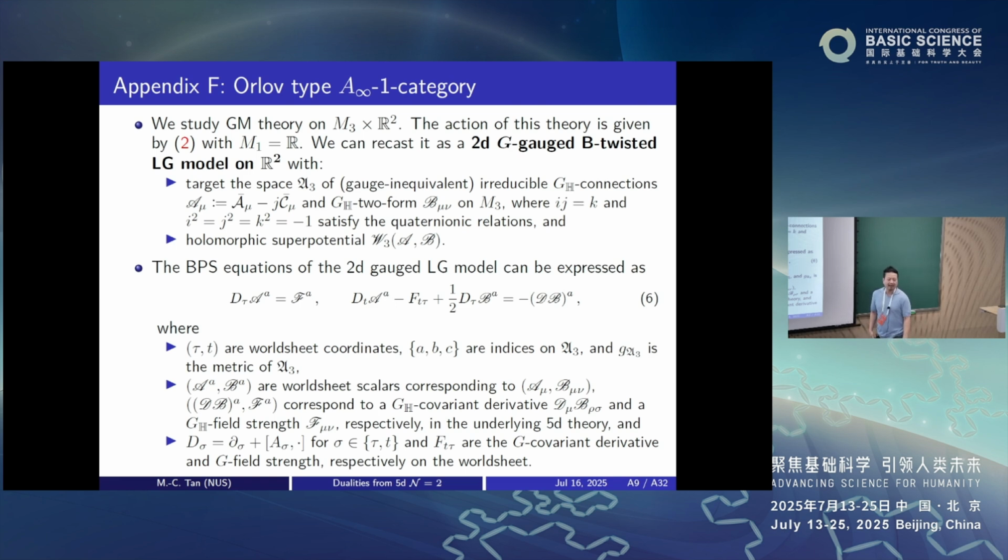Quaternionic. So just like A plus iB is complex, now we have two of such fields: this is like A plus iφ, and this is like C plus iD. Then we write it like this, and we can recast our PPS equation in this way.